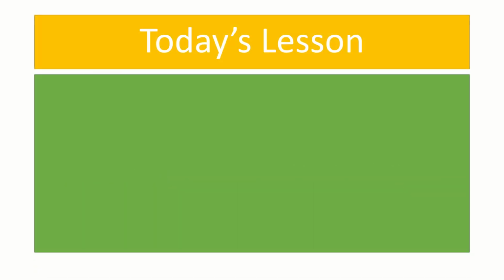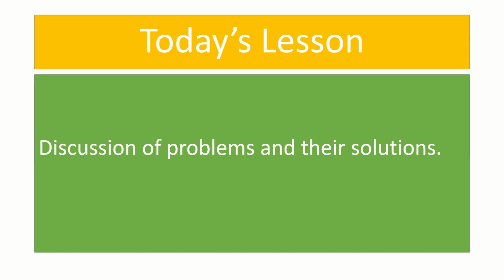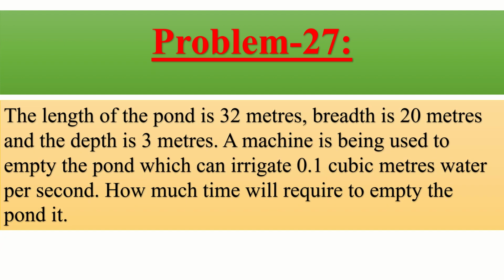Today's lesson, problem number 27. The length of the pond is 32 meters, breadth is 20 meters and the depth is 3 meters. A machine is being used to empty the pond which can irrigate 0.1 cubic meters water per second. How much time will be required to empty the pond?